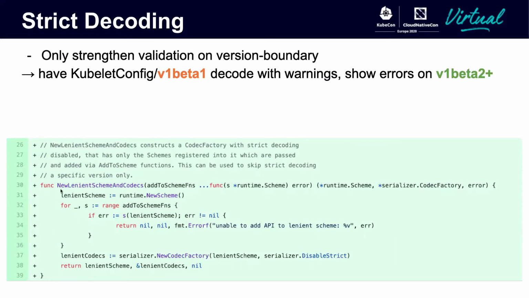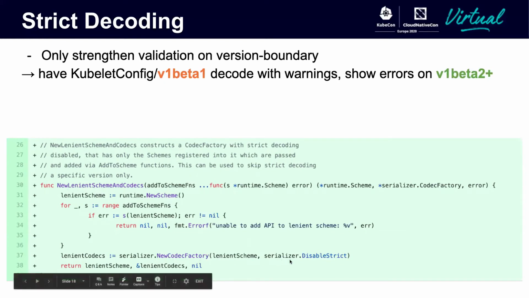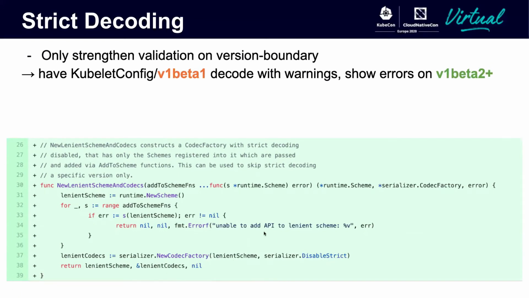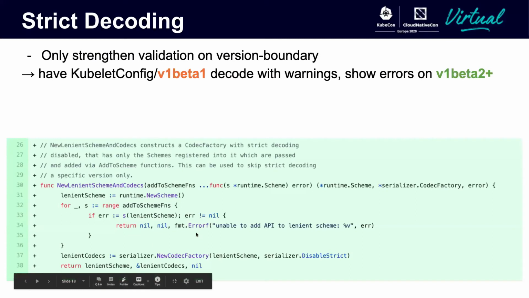What we introduced here is called the new lenient scheme and codecs. It's like a helper function. It is used to return a Codec Factory with the strict serializer disabled, just for a single version. And this gets called with the scheme of the version for v1beta1. Just for this version, it returns codecs which have strict disabled, and every version upwards will have the strict serializers enabled.